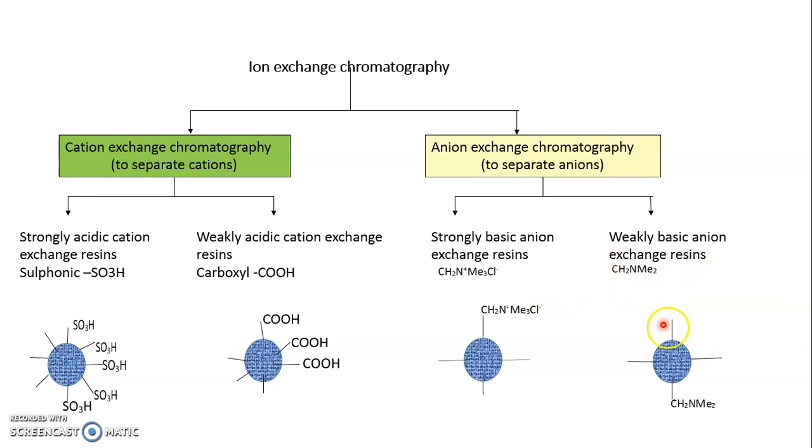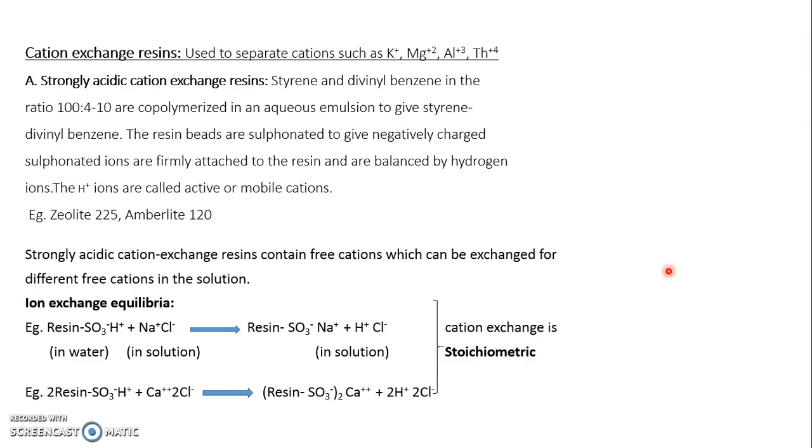Here, as you can see, there are no charges, so in order to introduce charges in the functional group you will have to treat it with an acid. The moment you treat with an acid, it is going to give you something like this. So it also gives you a positive N plus and a Cl minus. So now it can be used for exchange of anions. Cation exchange resins are used to separate cations.